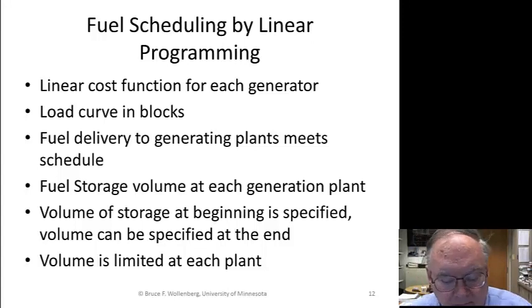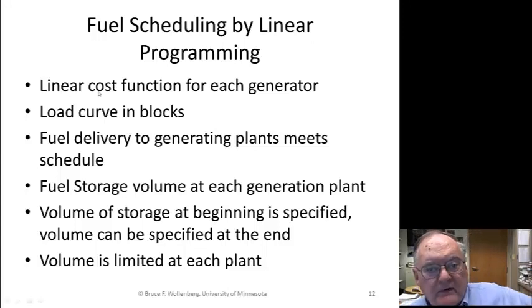We're going to say that there's a linear cost function for each generator. The load curves, again, are in blocks. They can be multiple hours like we just did. Fuel delivery to generating plant meets a schedule. We're going to have a storage volume at each plant, and the volume of storage at the beginning is specified.